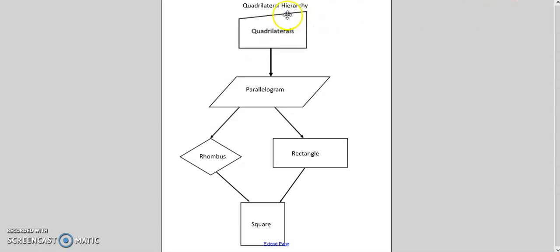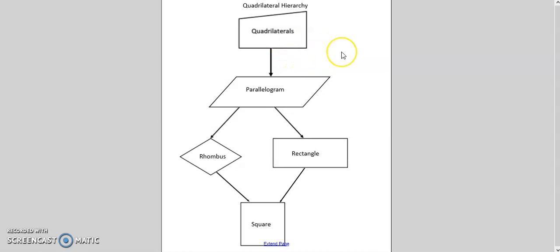So the sheet that you should have in front of you should say quadrilateral hierarchy. What this means is when we have quadrilaterals, remember, a quadrilateral is a polygon with four sides, they relate to each other in a certain way. So at the very top we have quadrilaterals, because everything with four sides is a quadrilateral. Every polygon with four sides is a quadrilateral.